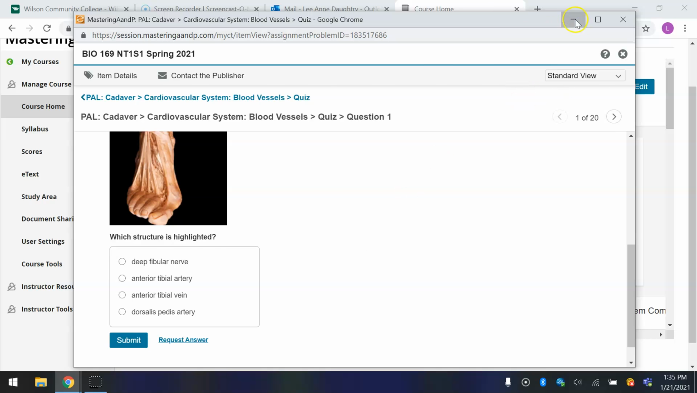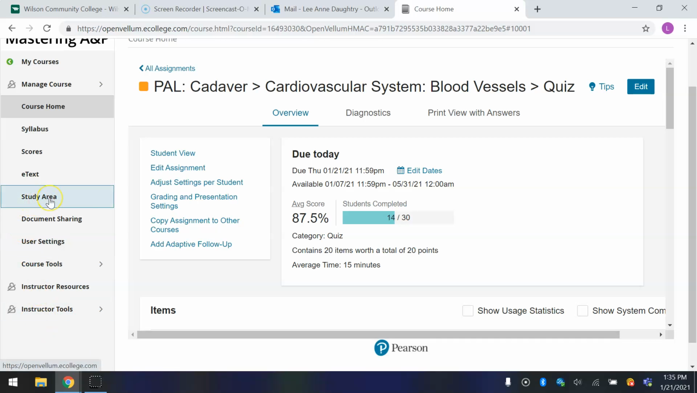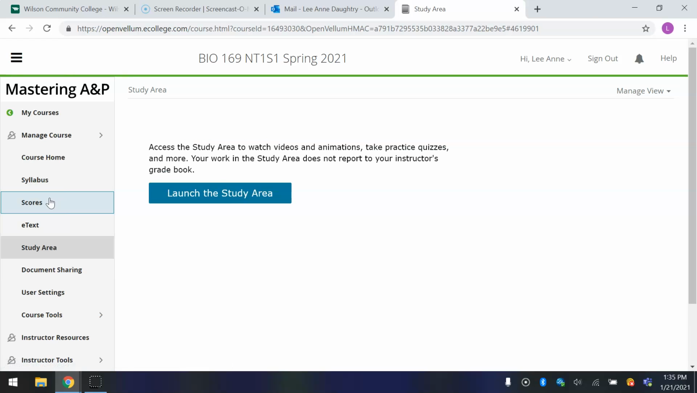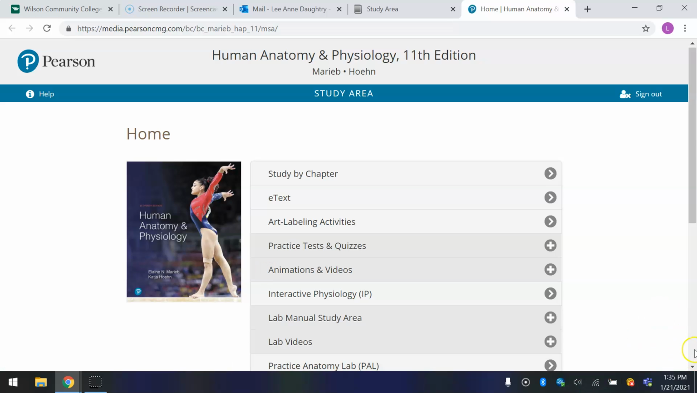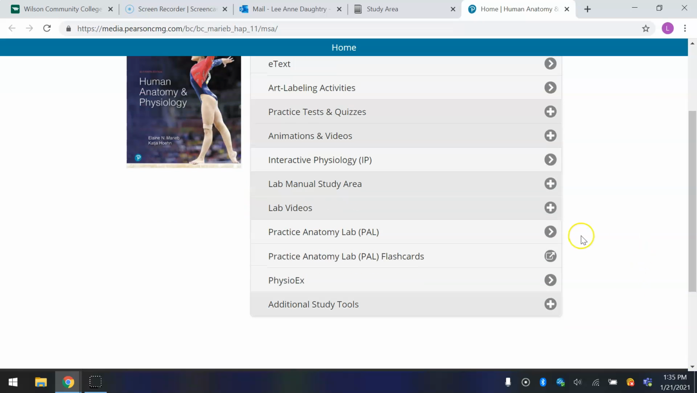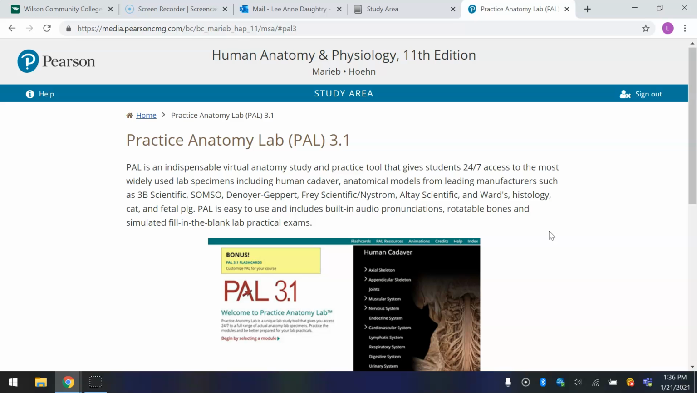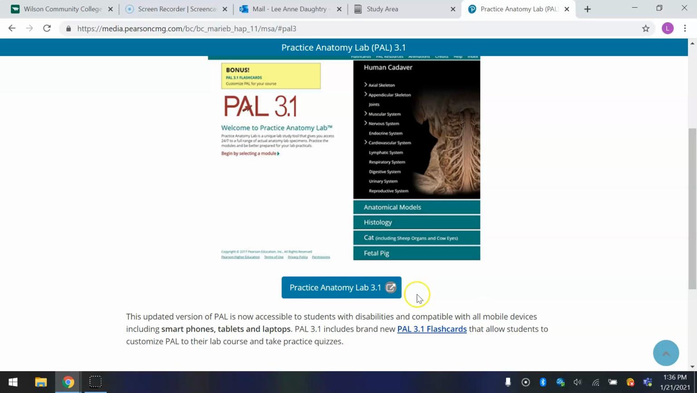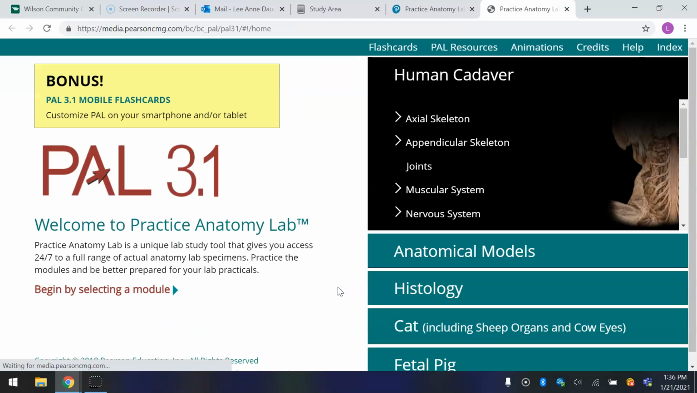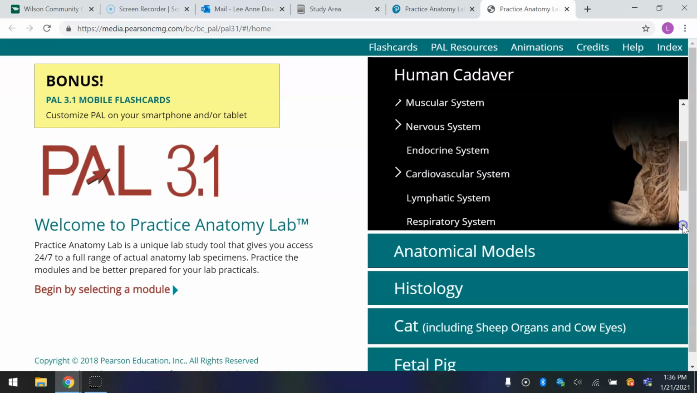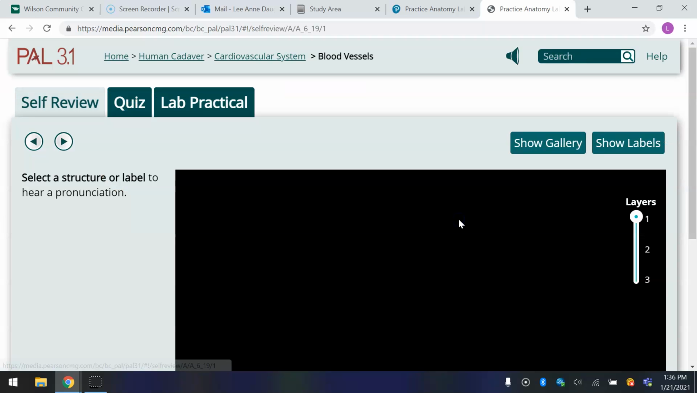So I'm going to close this out, and then I'm going to go to what's called the study area and launch the study area. I'm sorry I haven't shown you guys this before. I guess, thinking you're in A&P 169, that maybe you knew it. But in the study area, you can go to Practice Anatomy Lab. So we want to go to Practice Anatomy Lab and then open it up. This is the button that you use. And then we want to go to the human cadaver, and to the cardiovascular system, and within cardiovascular system, to the blood vessels.